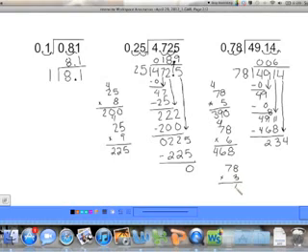8 times 3 is 24. 7 times 3 is 21, 22, 23. Oh, perfect. It works out exactly. 78 fits into 234 3 times. And when you subtract, you get 0.